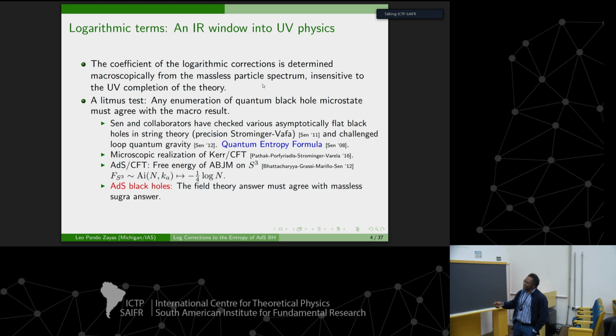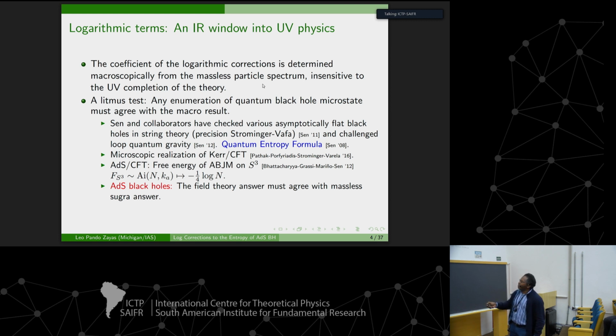And this, as I said, has been used in particular by Ashoke Sen and many of his collaborators to very precisely scrutinize the Strominger-Vafa computation. There's a very interesting result there that hopefully I will touch upon today, which is the quantum entropy formula, how to compute these logarithms in those black holes. And we need to modify that formula a little bit in the context of AdS.